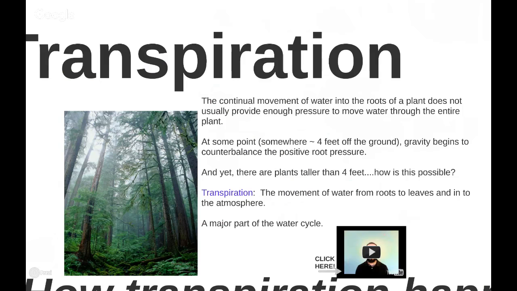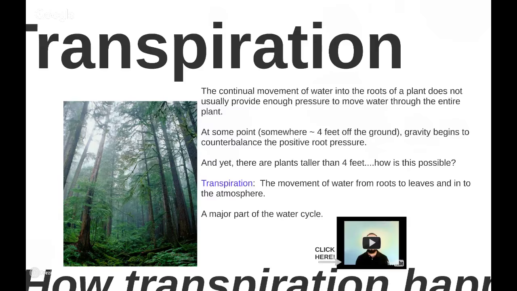So transpiration. Transpiration is the continual movement of water into the roots of the plant and then up to the leaves. So just the diffusion of water into the roots is not enough pressure to move water through the entire plant. So there has to be something pulling against that pull of gravity. So gravity begins pulling down on the water, and so something has to be pulling it against that pull of gravity. Because plants are really tall, the current leading theory to how this works is the transpiration theory. It's the movement of water from the roots to leaves up into the atmosphere, which is a major part of the water cycle.